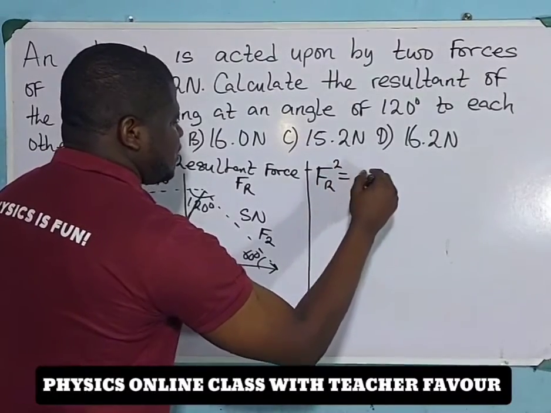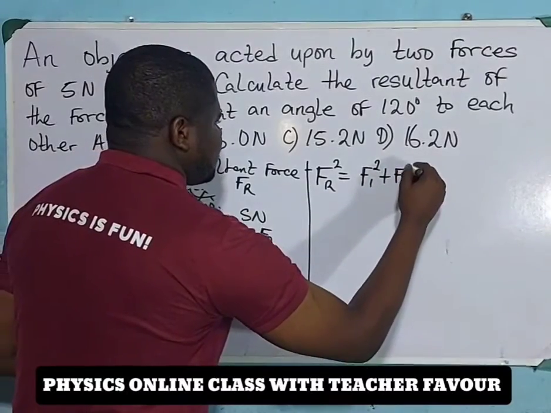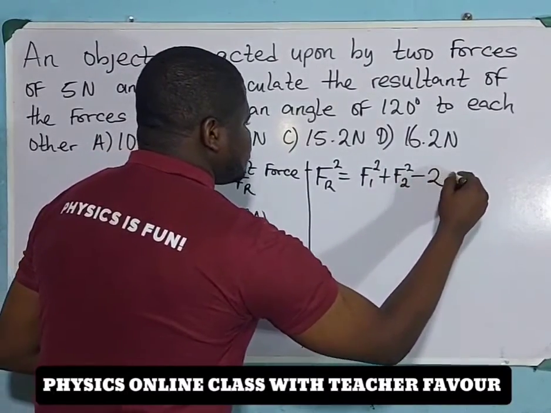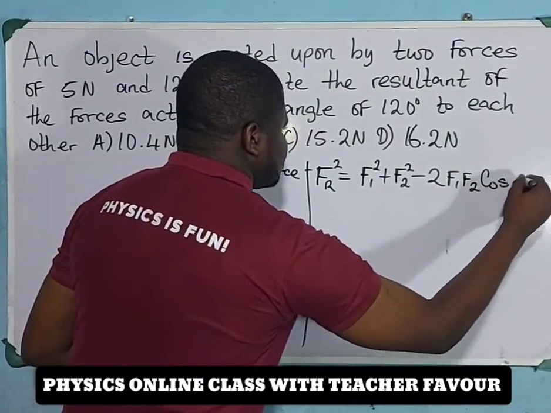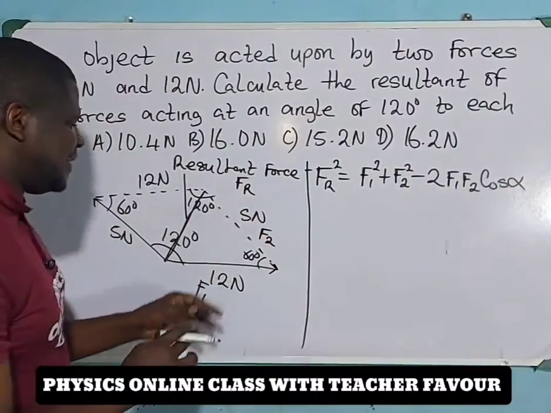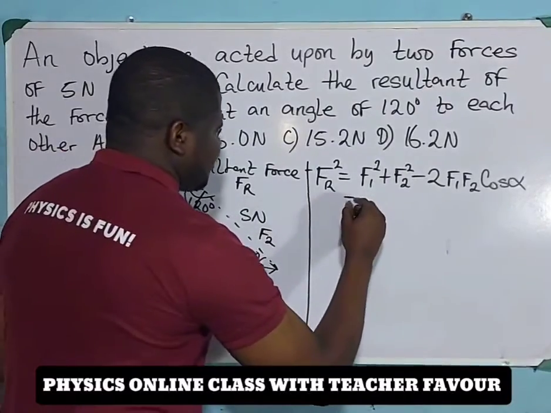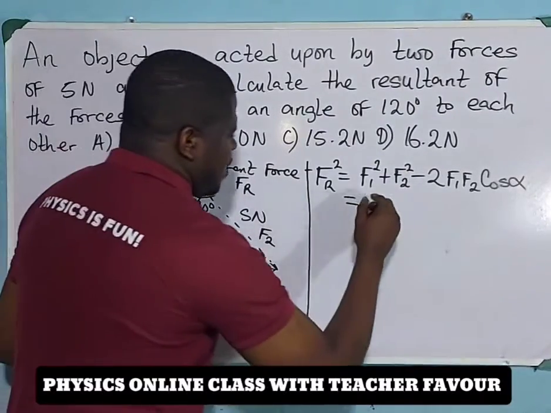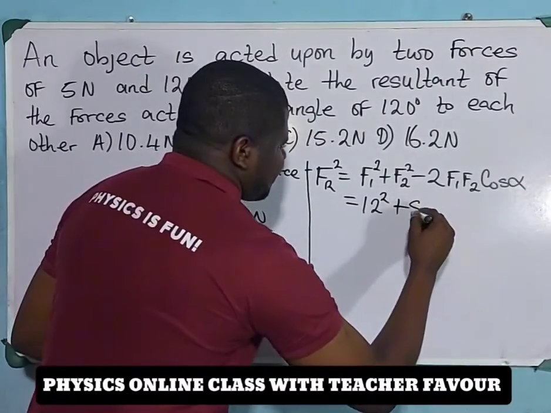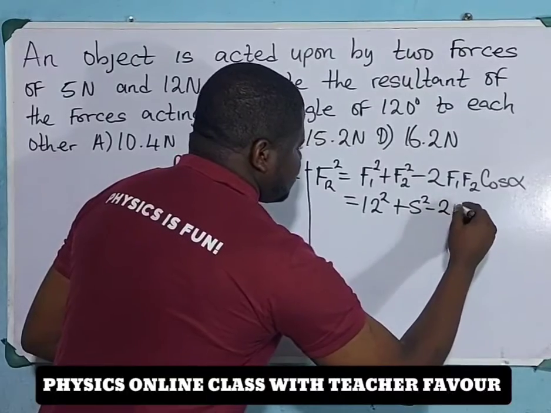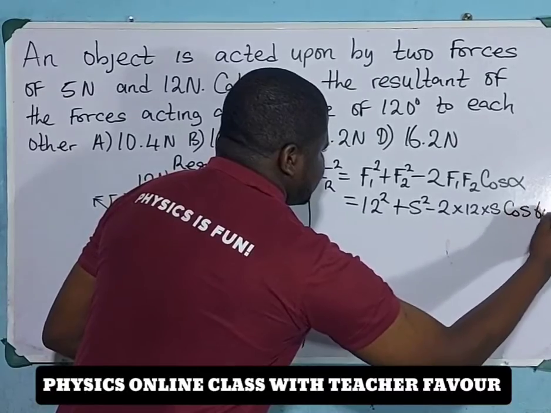FR square is equal to F1 square plus F2 square minus 2 times F1 times F2 cos alpha. Alpha is the angle opposite the resultant force. So we can now substitute. Our F1 is equal to 12. 12 square plus 5 square minus 2 times 12 times 5 cos 60.